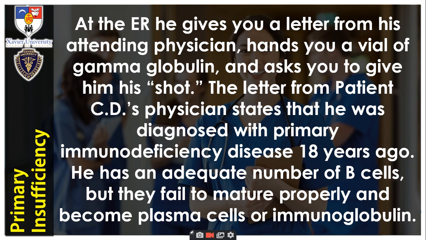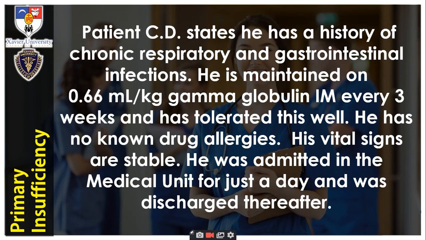The letter from patient CD's physician states that he was diagnosed with primary immunodeficiency disease 18 years ago. He has an adequate number of B cells, but they fail to mature properly and become plasma cells or immunoglobulin. Patient CD states he has a history of chronic respiratory and gastrointestinal infections. He is maintained on 0.66 ml per kilogram gamma globulin IM every 3 weeks and has tolerated this well. He has no known drug allergies. His vital signs are stable. He was admitted in the medical unit for just a day and was discharged thereafter.